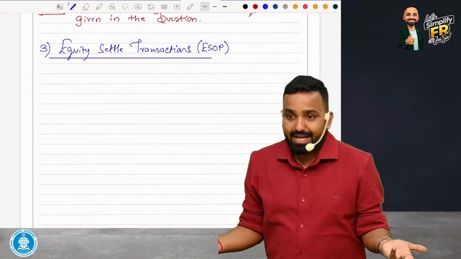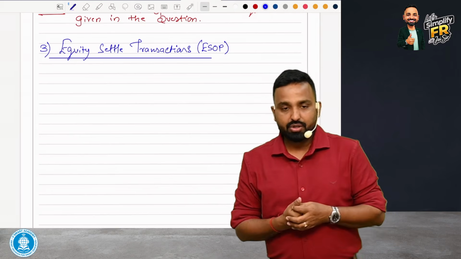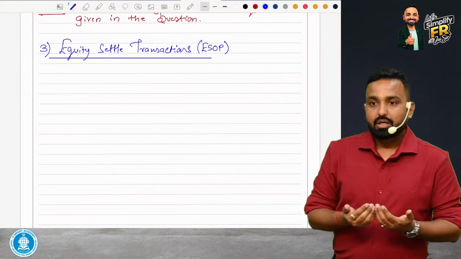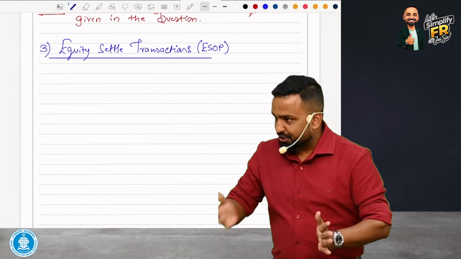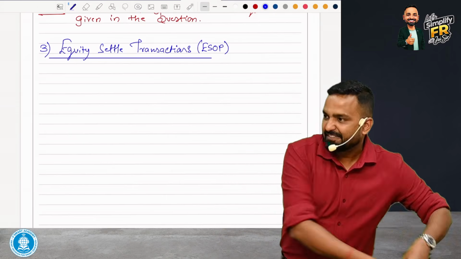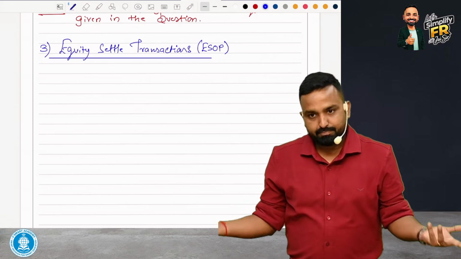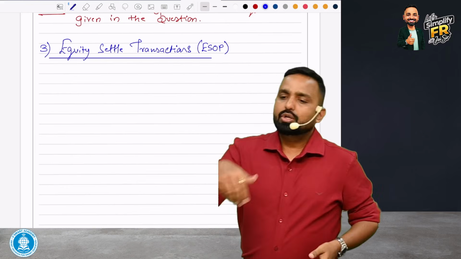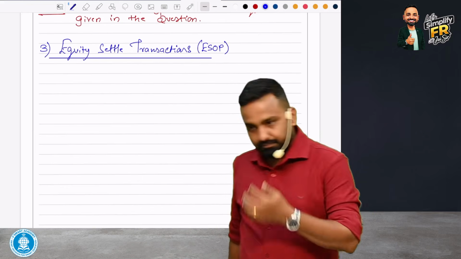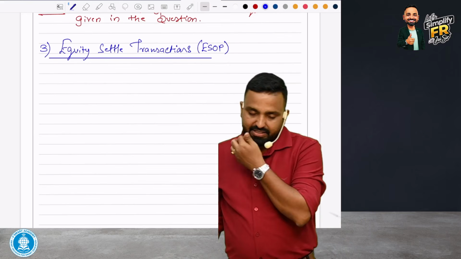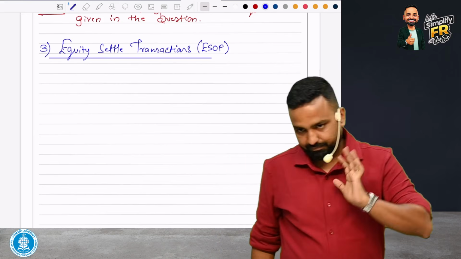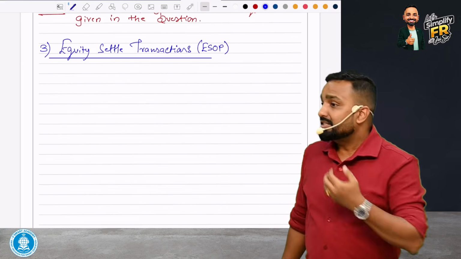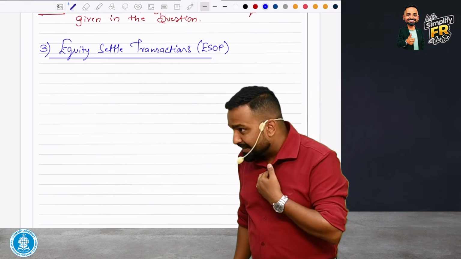This is for the entire 3 years. Very good. So should I record the expense proportionately or entirely 20 lakh in the first year? Proportionately. Very good. Okay. Suppose 20 lakh divided by 3, 6,66,667. So this is my first year expense.